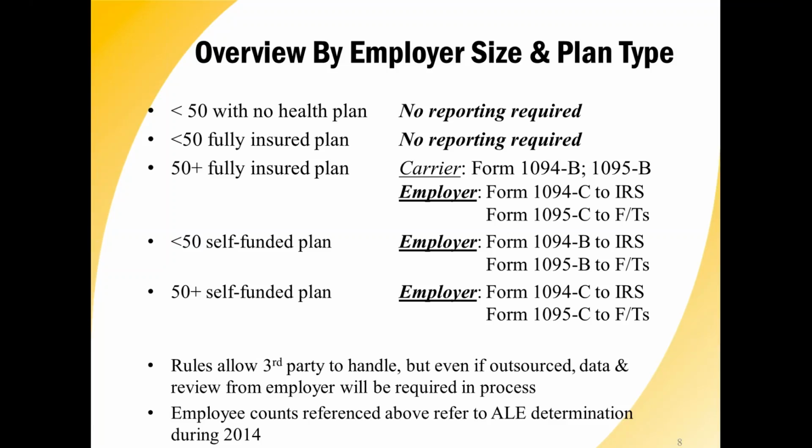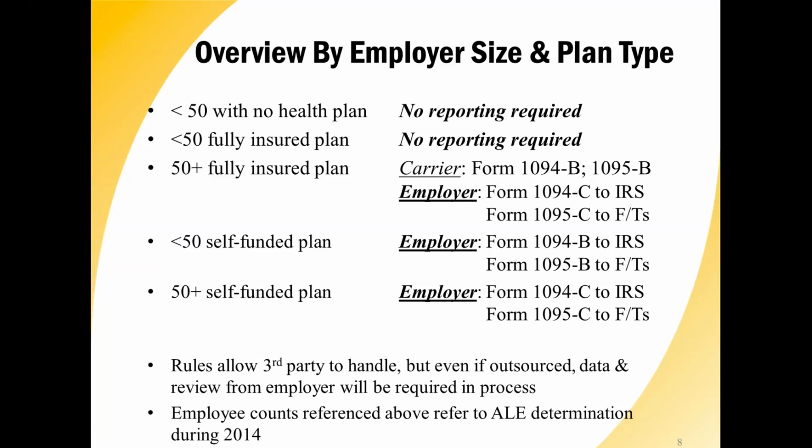So we could have a small under 50 self-funded plan that's exempt from the 1094C, 1095C, but that employer would have to have a limited obligation to provide the B series, the 1095B to employees, 1094B to the IRS, just for the people who enrolled, employee, spouse, and dependents. That's somewhat rare, but I want to mention that just in case some of you have some small group self-funded plans.